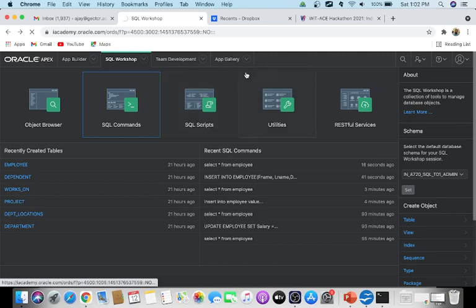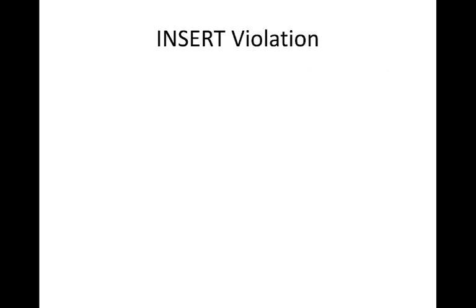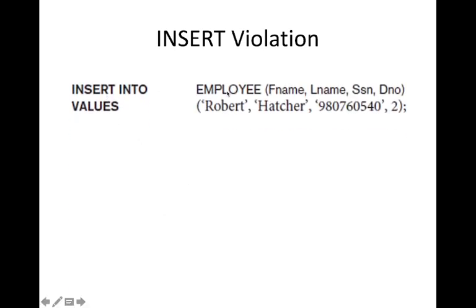So in this way you can enter using insert. So insert into, you have to specify the order, and only the attributes that are required will be entered. So that is all about insert. Then I'll show some examples for insert violation. So this is an example for insert violation because we are entering only first name, last name, SSN and department number. There will be a violation for department number 2, if we are enforcing that referential integrity constraint.